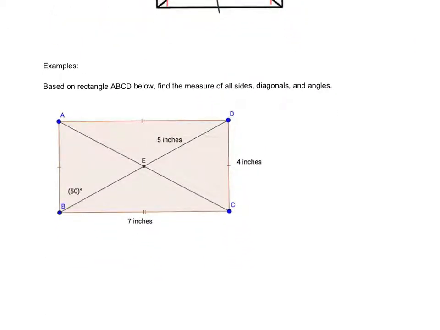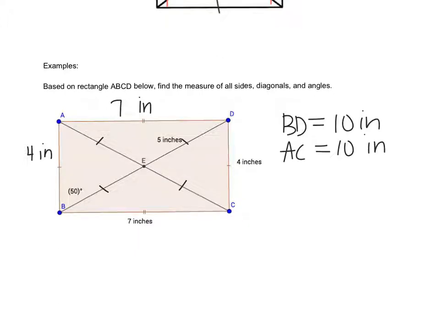So we have our rectangle ABCD. We want to find the measures of all of its sides, diagonals, and angles. Opposite sides are congruent, so I know that AD is going to be 7 inches as well, because it's opposite of CB. We also know that AB is going to be 4 inches, because it is opposite of CD. When it comes to diagonals, all of them are congruent, which means that BD has to equal 10 inches. It also means that AC equals 10 inches as well.